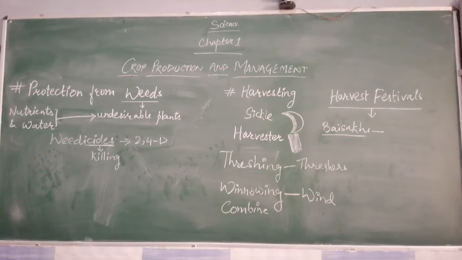After the crop gets matured, what have we done first? We prepared the soil, then we sowed the seeds, we irrigated the farm, we used manures and fertilizers, then we irrigated the farm again, and then we protected all the crops from weeds. And after this process, what step will come? The crops will get matured. Healthy crops will get matured, and for cutting all those mature crops, we employ a method, and this method is known as harvesting.